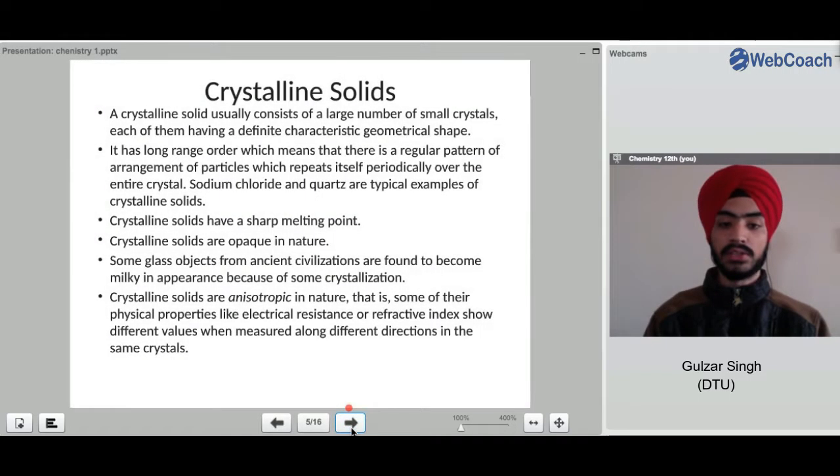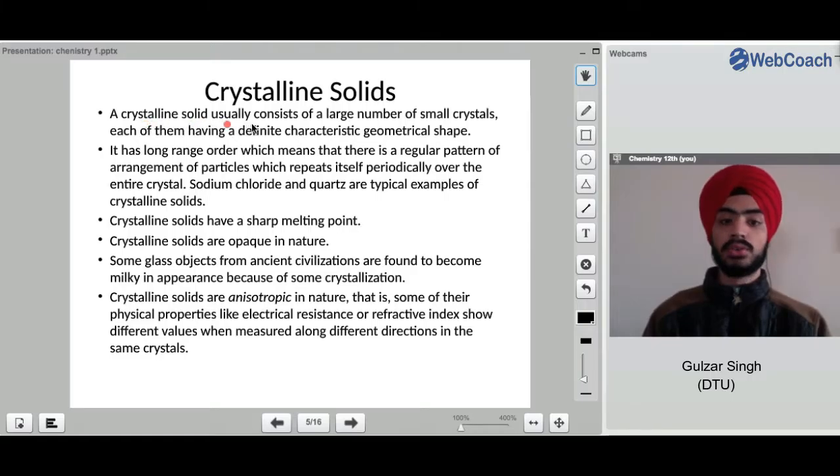Now we are going to study about crystalline solids. Crystalline solids usually consist of a large number of small crystals, each of them having a definite characteristic geometrical shape. It has long range order, which means that there is a regular pattern of arrangement of particles which repeats itself periodically over the entire crystal. Sodium chloride and quartz are typical examples of crystalline solids.